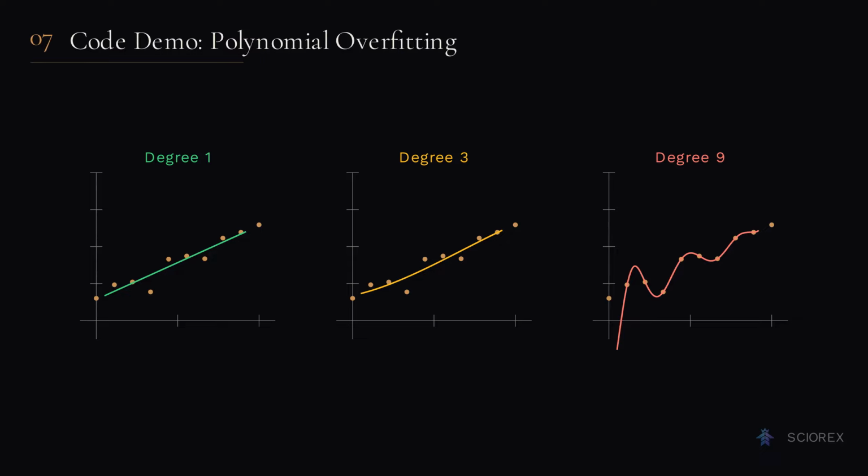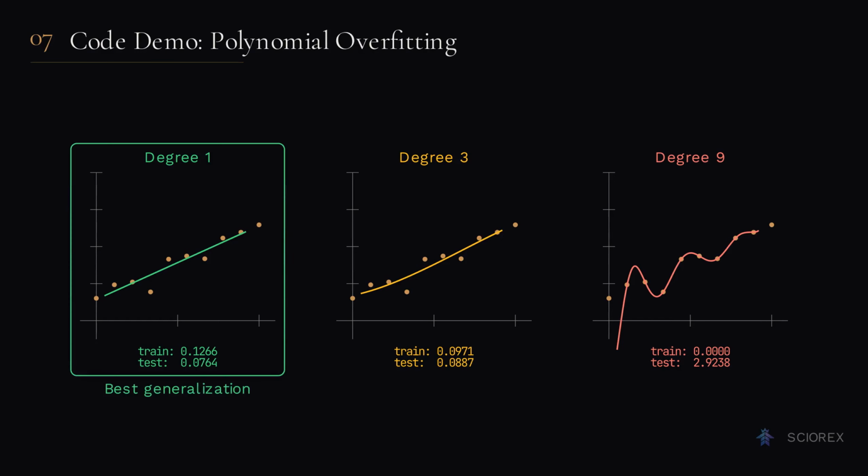Training error for degree 9 is essentially 0. The polynomial passes perfectly through every training point. But test error explodes to 2.92, nearly 40 times worse than degree 1. The model memorized the training data, including the noise, and produces nonsense everywhere else. Degree 1, a simple line, has higher training error but almost the same test error. It captured the real pattern, a roughly linear trend, without memorizing the noise.